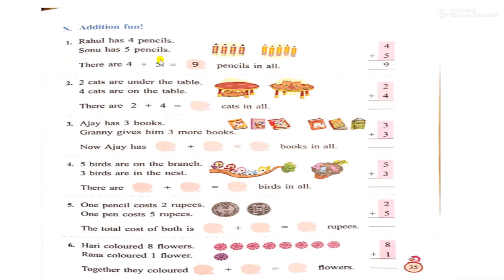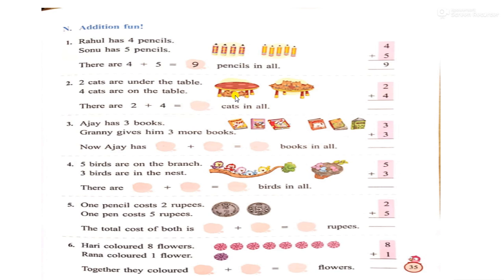So there are 4 plus 5 is equal to, here see, 4 plus 5. We have to add the numbers. 4 plus 5 is equal to, what is the answer? Count it. 1, 2, 3, 4 plus 5, 6, 7, 8, 9. Yes, the answer is 9. Here 9 pencils are here. Then second question is, 2 cats are under the table, 4 cats are on the table. Look at the picture here.